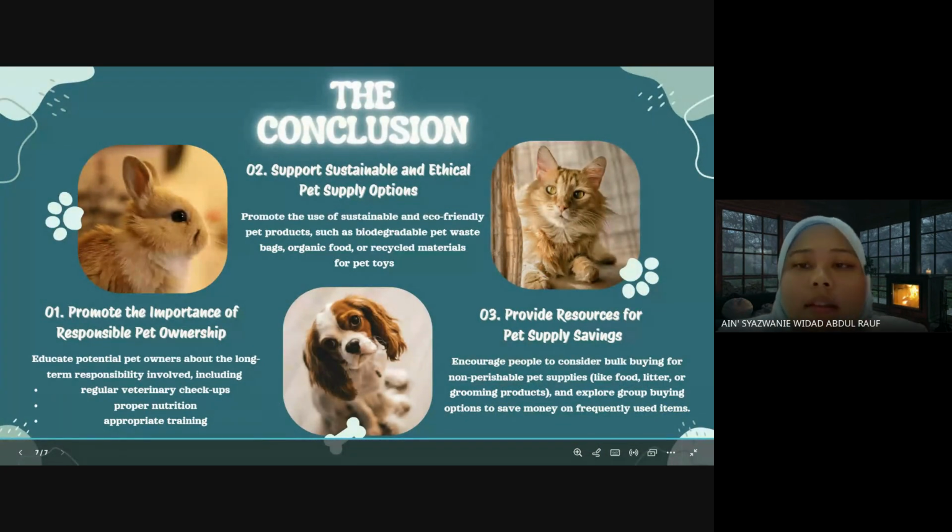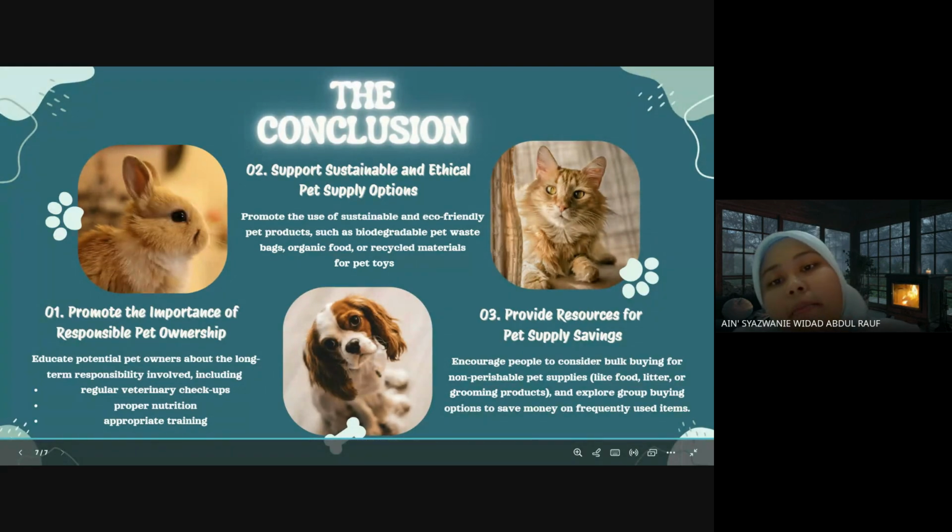So as we can conclude from the chart itself, first, to promote the importance of responsible pet ownership. This includes educating potential owners about the essentials, which is timely veterinary visits to prevent illness, proper dietary habits to ensure well-being, and behavioral training to help pets adapt to their domestic environments. It calls for a shift from impulsive adoption to well-informed and prepared pet parenting, reducing abandonment and neglect.